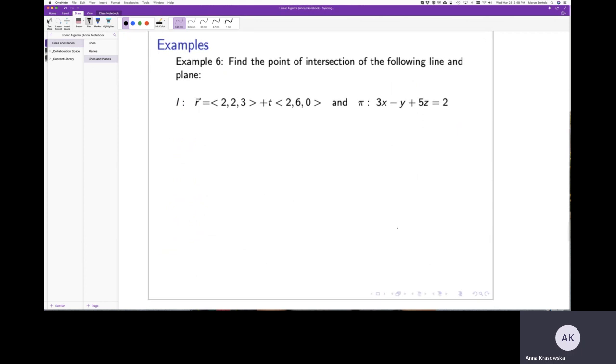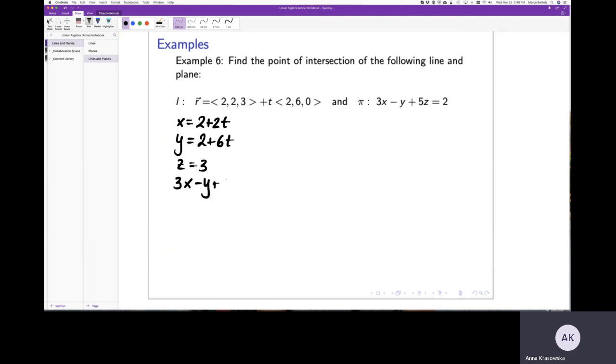Okay, let's do the same for another line and another plane. If we start with the same, we write x is equal to 2 plus 2t. We write the parametric equations of that line. z is equal to 3 plus 0t. And simultaneously, that x, y, z point must satisfy the equation of the plane, 5z is equal to 2.